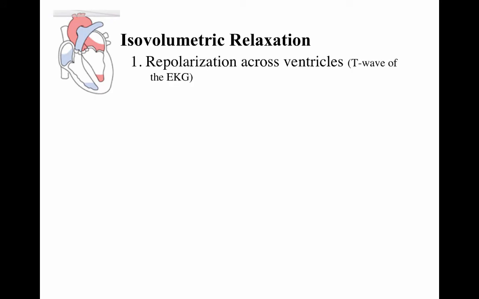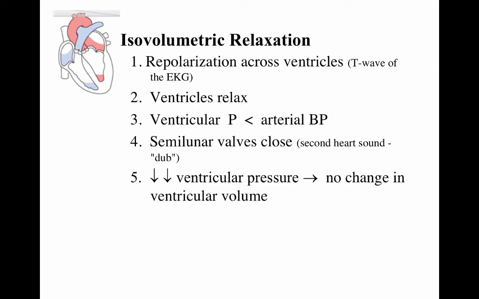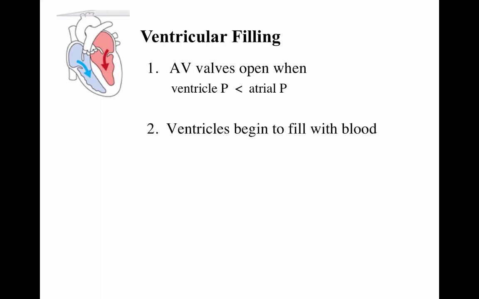Isovolumetric relaxation then, where we see repolarization across the ventricles. This is the T wave of the EKG. The ventricles relax. The ventricular pressure is less than the arterial blood pressure. Semilunar valves close, and this is the second heart sound, the dub of the lub dub. We see a decrease in ventricular pressure. There's no change in ventricular volume. And we're back to ventricular filling, where we see the AV valves open. When ventricular pressure is less than atrial pressure, the ventricles begin to fill with blood, and we're back to the beginning.